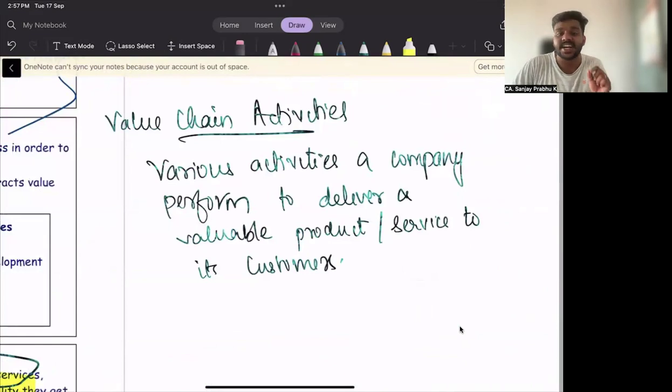Various activities a company performs to deliver a valuable product. See, I want to provide a service. So what are the activities I perform to deliver a product or service to my customer? Those activities are known as value chain activities.